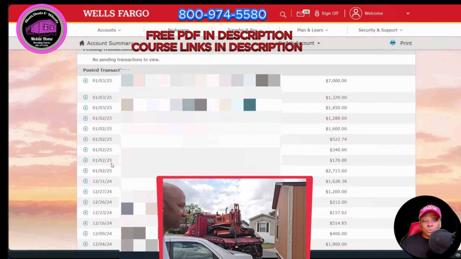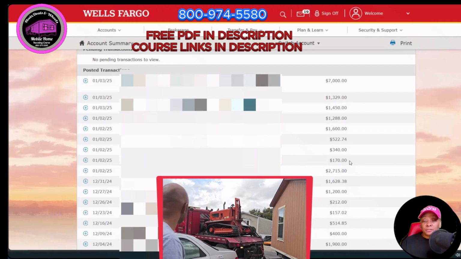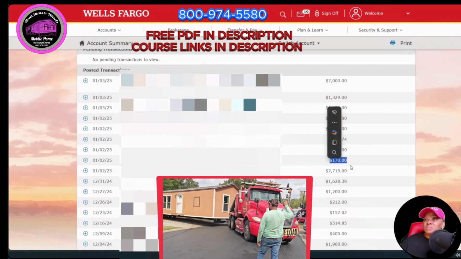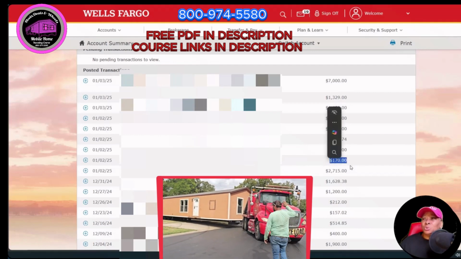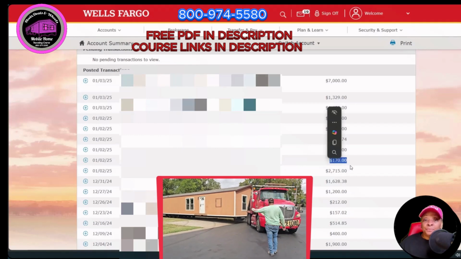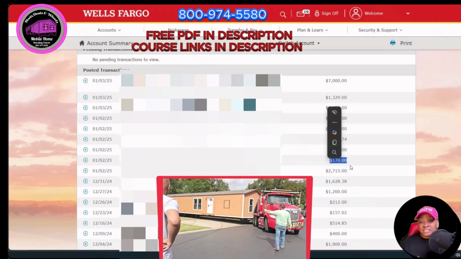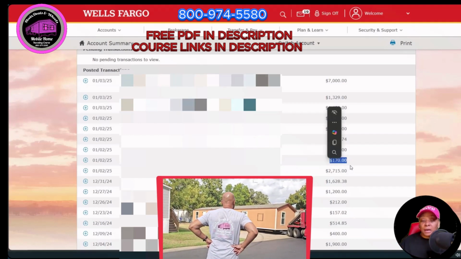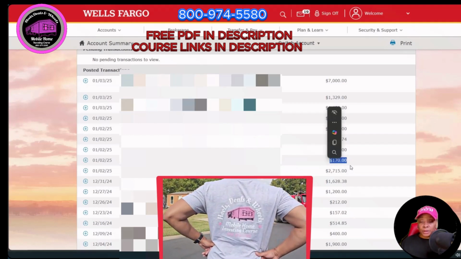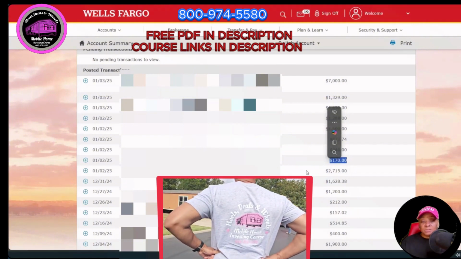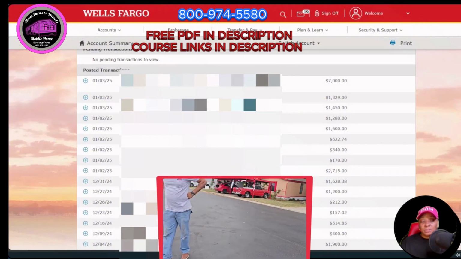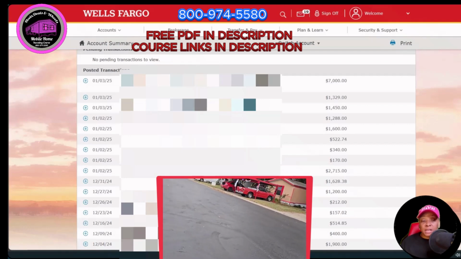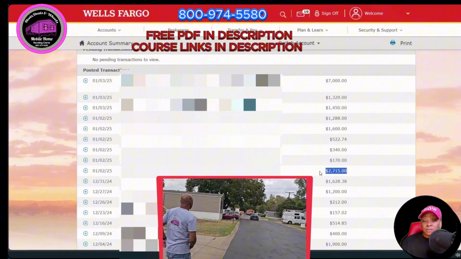Okay, January the 2nd, 2025. What do we got here? Oh my goodness, $170. What are we going to do with that? We're going to do a lot with that. This is another Section 8 tenant. She is responsible for $170 of her rent. Case in point, guys. Here we go. We already talked about this one. January 2nd, 2025.